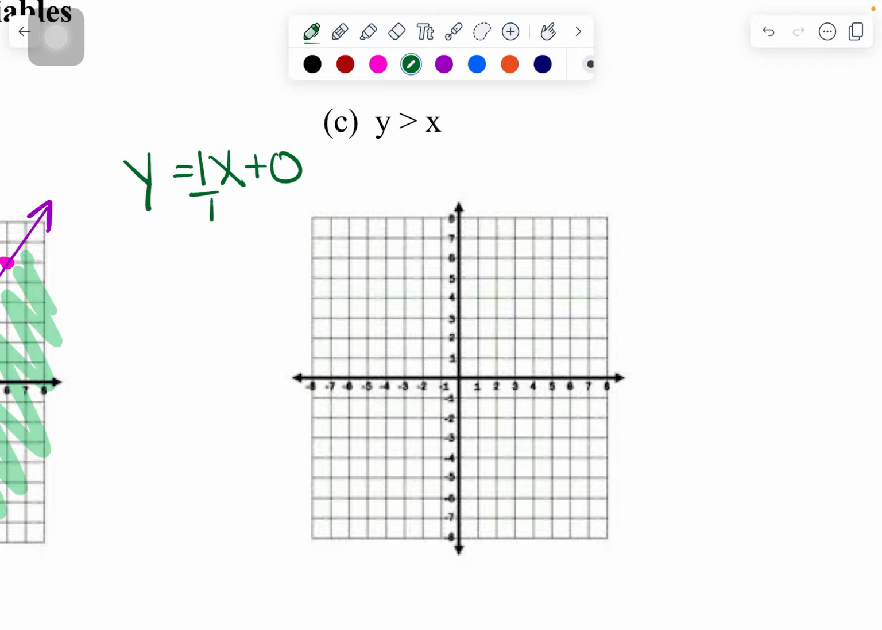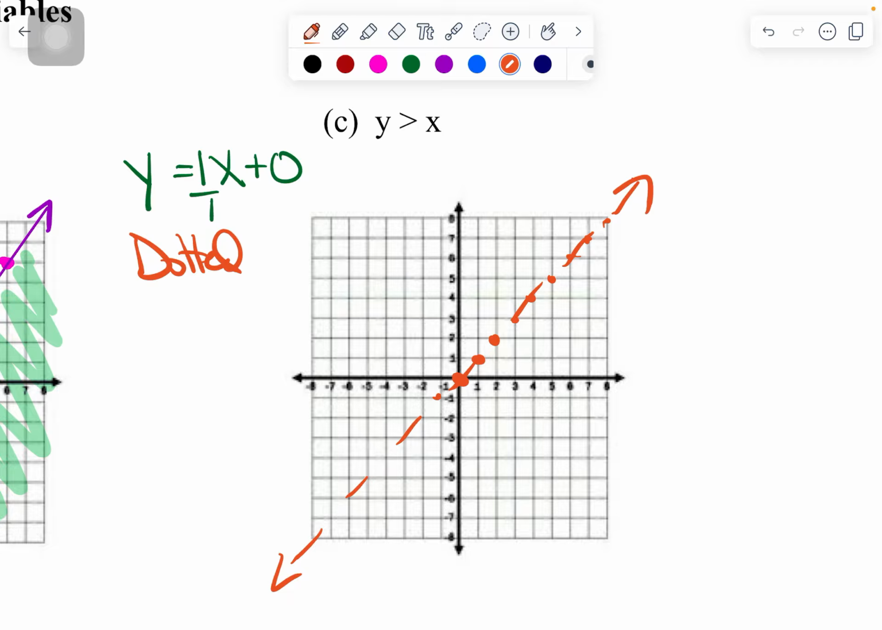So now we've got enough information to actually do our graph. We're going to start at the origin. And I'm just going to use up 1, right 1, up 1, right 1. All right, here are all my little dotted points. So the boundary line here is absolutely going to be dashed or dotted. I actually already have a bunch of dots there, so that'll work. So dotted line.